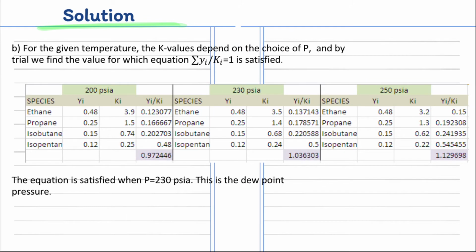Next, to find the dew point pressure at 140 Fahrenheit, we find the value for which the equation summation of y over K equals 1 is satisfied. By trial, it can be seen that the summation at 230 psia is approximately equal to 1, which is 1.03. Thus, the equation is satisfied when P is equal to 230 psia. This is the dew point pressure.